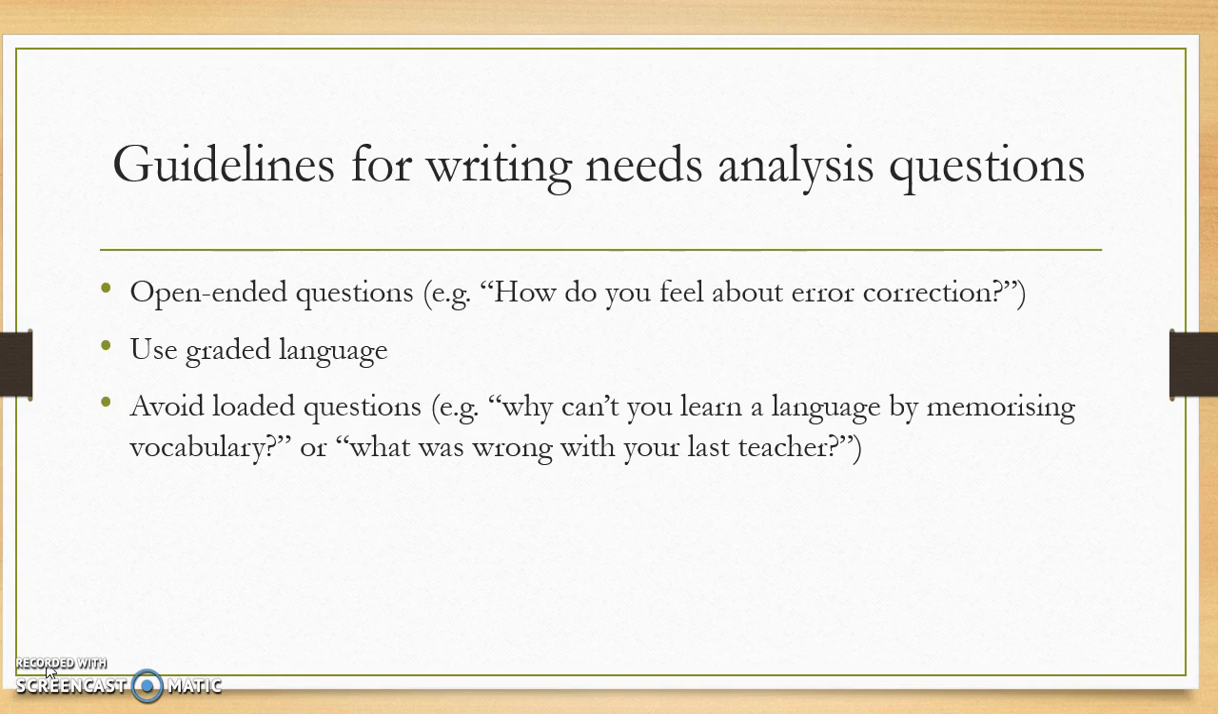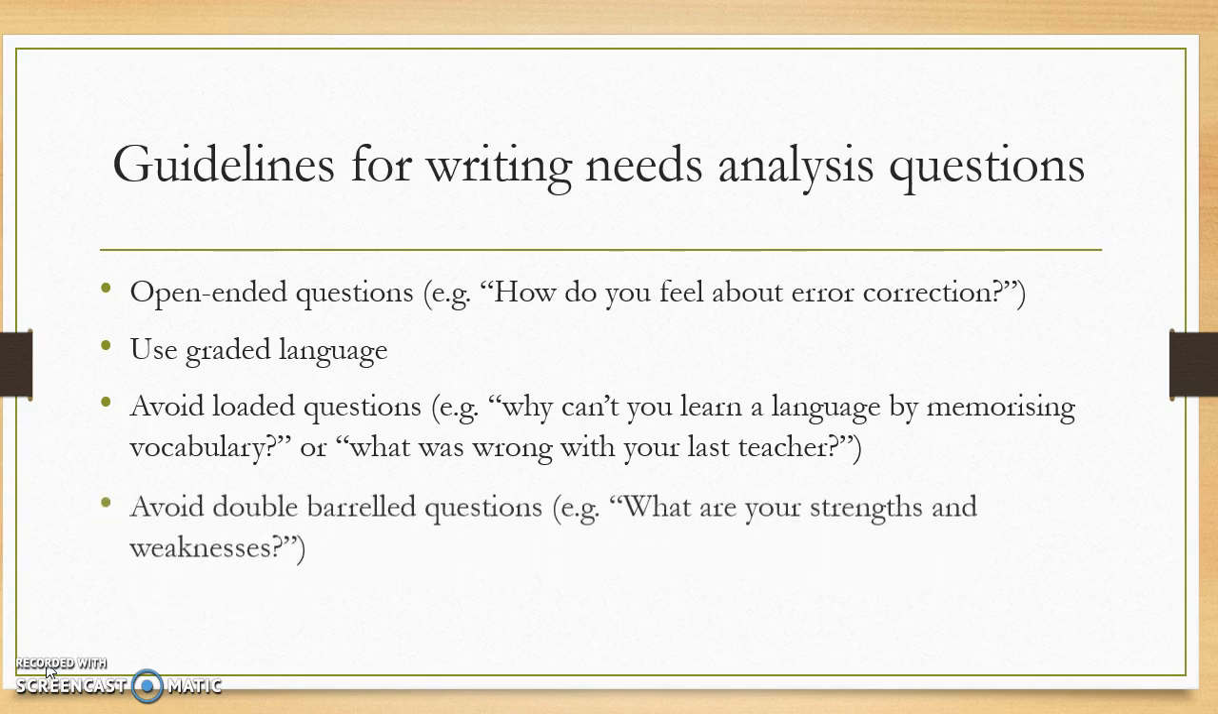Although you could argue what's the best way to learn language suggests that you think there is a best way to learn language, which may not be the case. But they're certainly not loaded in the same way as these two questions. Why can't you learn language by memorizing vocabulary? Well, maybe the learner thinks you can. And what was wrong with your last teacher? Well, it implies there was something wrong with the last teacher. And they avoid double-barrel questions. If you ask what are your strengths and weaknesses, the student may give you half the answer you wanted, the first part, and neglect the second part.